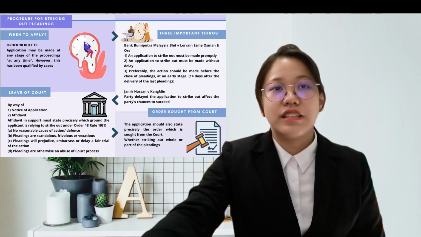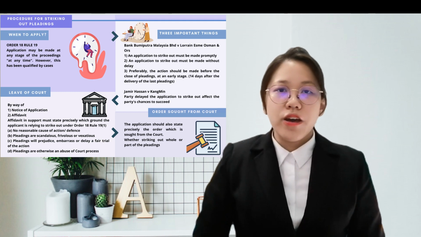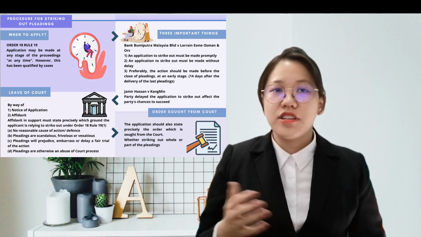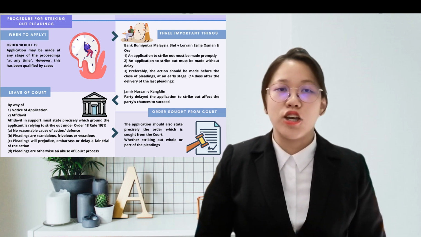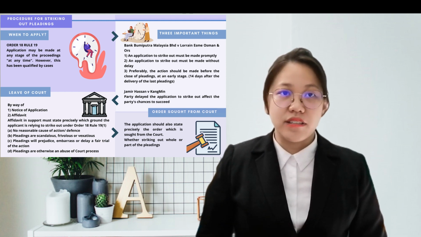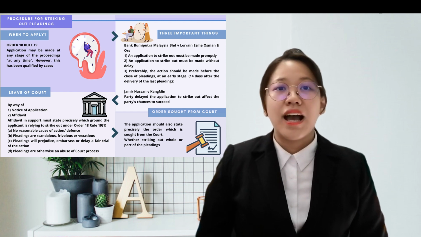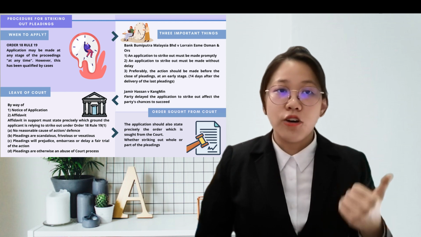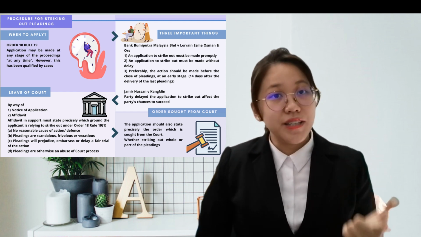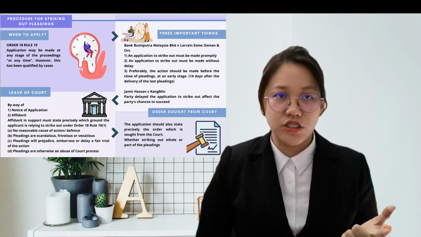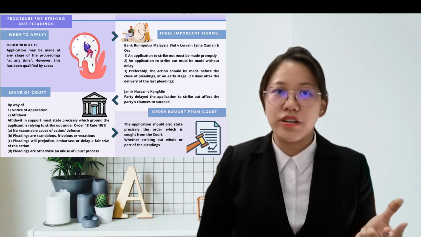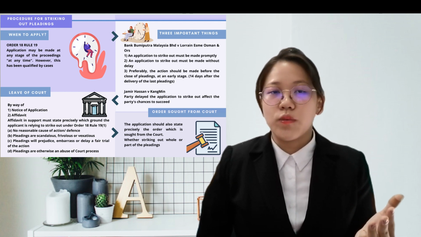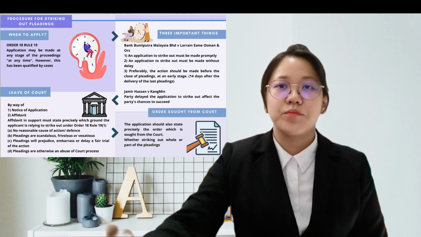The third procedure is leave of the court, by way of notice of application, and the second one is an affidavit, where the affidavit in support must state precisely which ground the applicant is relying on to strike out. Under Order 18 Rule 19, the grounds are no reasonable cause of action or defense, the pleadings are scandalous, frivolous, or vexatious, the pleadings will prejudice, embarrass, or delay a fair trial of the action, and the pleadings are otherwise an abuse of the process of the court.